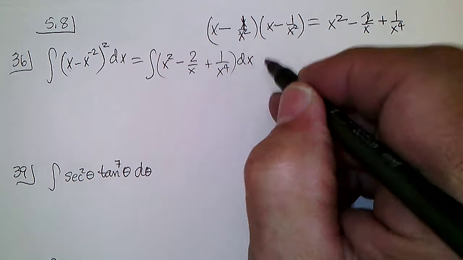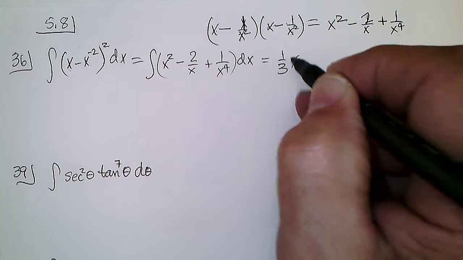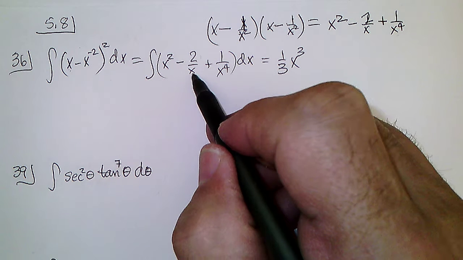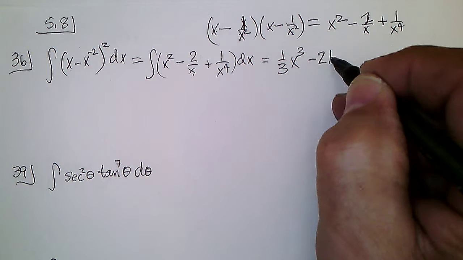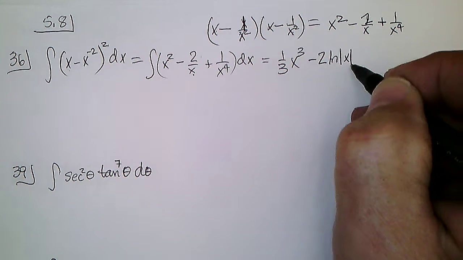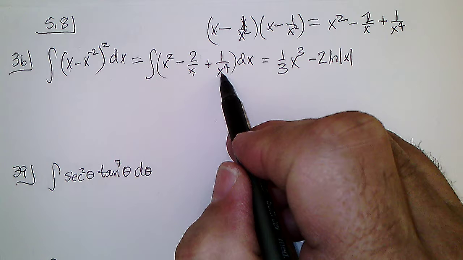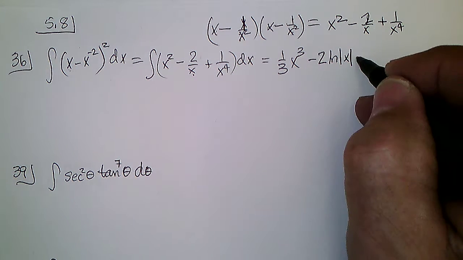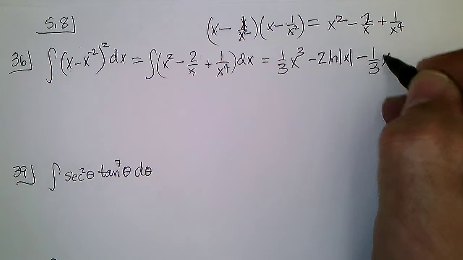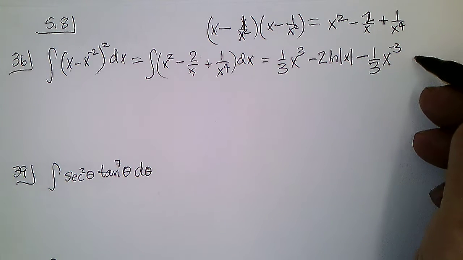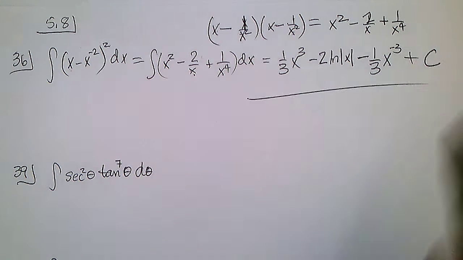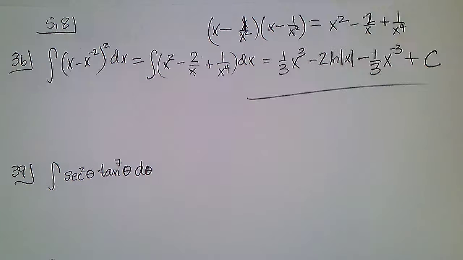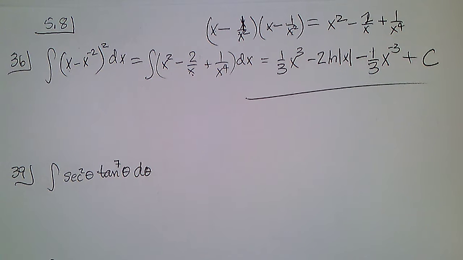So the integral of x squared is 1/3 x to the 3. Integral of 1 over x is ln x, so we got minus 2 ln absolute value of x. And x to the minus 4 increased by 1 would be minus 3, divided by minus 3, so it'd be minus 1/3 x to the minus 3 plus c. And we could write this as 1 over 3x cubed. That's that one.